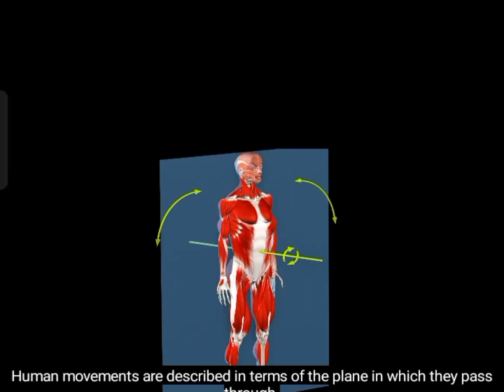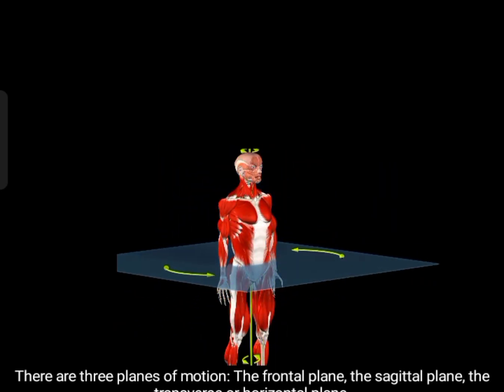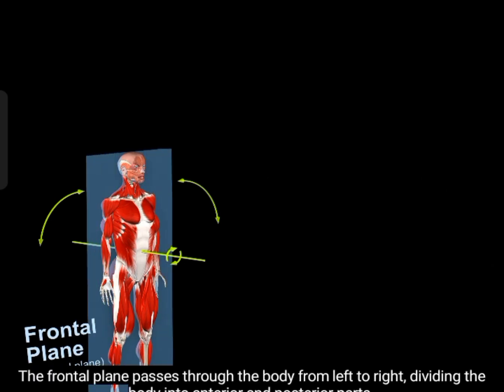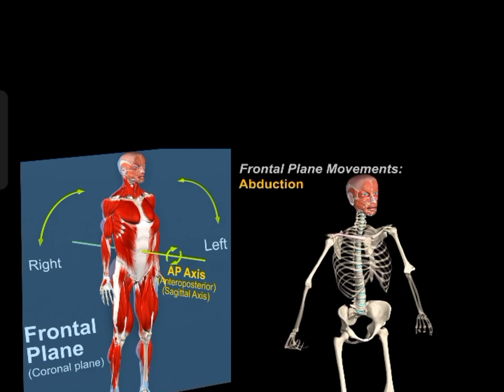Movement. Human movements are described in terms of the plane in which they pass through. There are three planes of motion: the frontal plane, the sagittal plane, the transverse or horizontal plane. The frontal plane passes through the body from left to right, dividing the body into anterior and posterior parts.